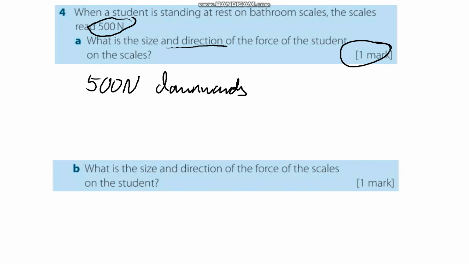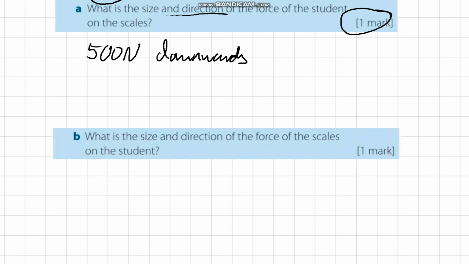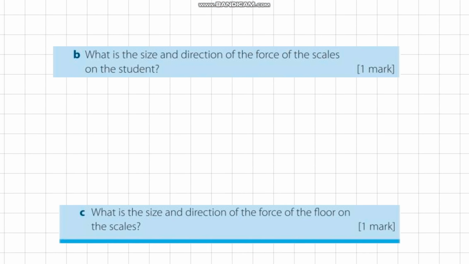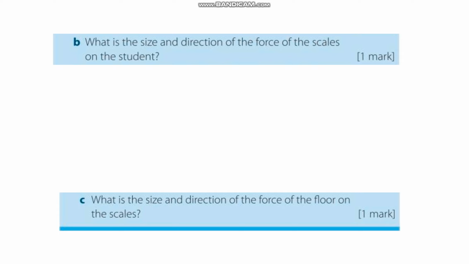And then part B, what is the size and direction of the force of the scales on the student? So this is coming back to Newton's third law, which is that when two objects interact, they exert equal and opposite forces on each other. So if the student exerts a force of 500 newtons downwards, then the force of the scales on the student is going to be 500 newtons upwards. Again, you're going to need to say both the size and the direction to get that mark.